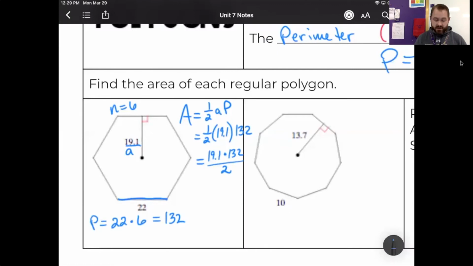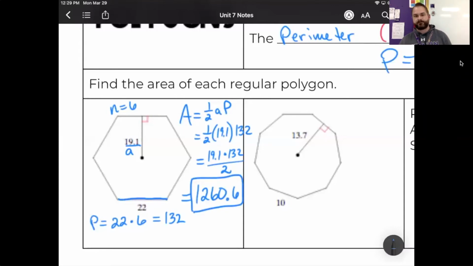And so we get a fairly large value for our area, but that's okay. We get 1,260.6, and we don't have a unit of measure, so we can just write that number. All right, let's try another one.